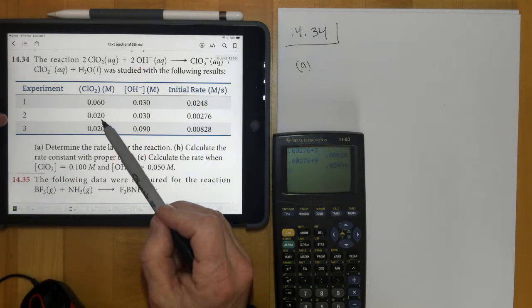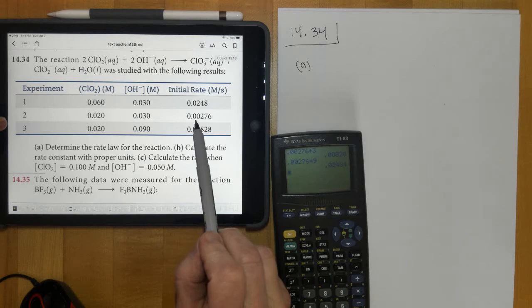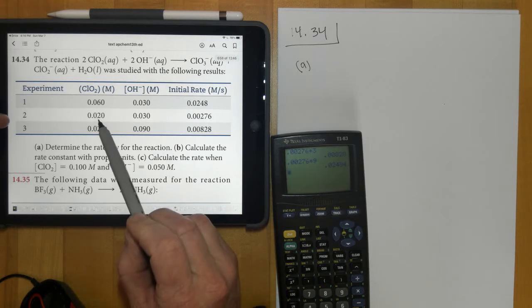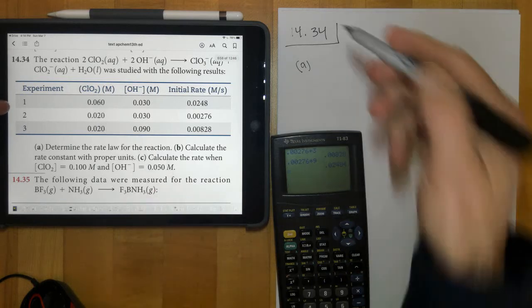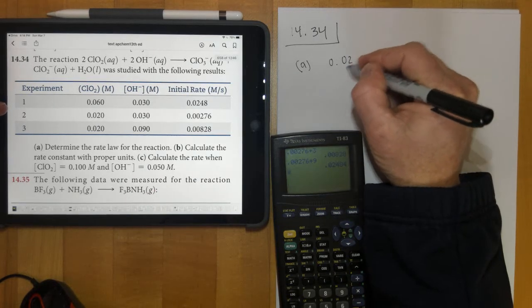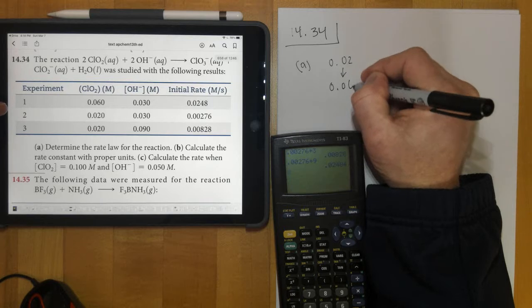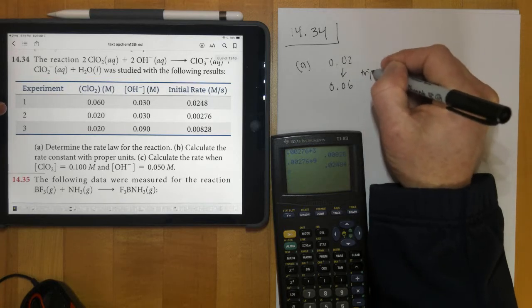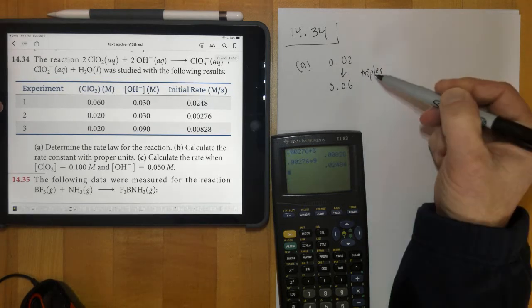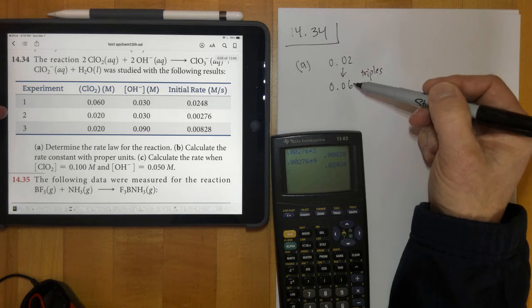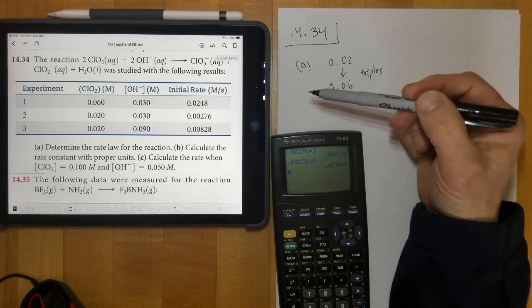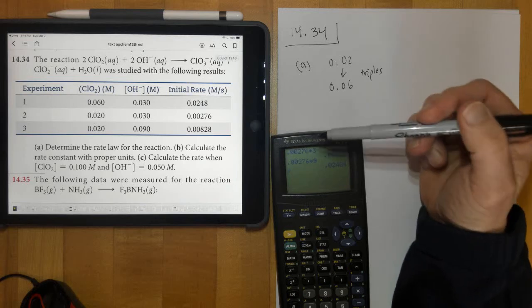I always say look from the small concentration to the big, and then look from the initial rate to the initial rate, from the small to the big. You can see from 2 to 1, it goes from 0.02 up to 0.06, and so you can see that it triples. Now if it triples, the initial rate would triple if it's first order.